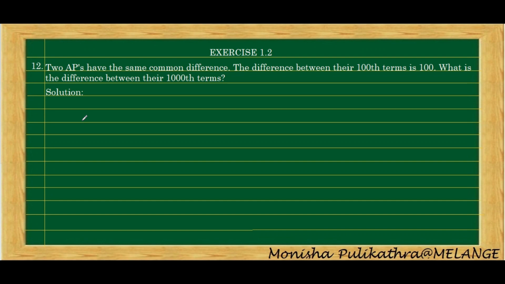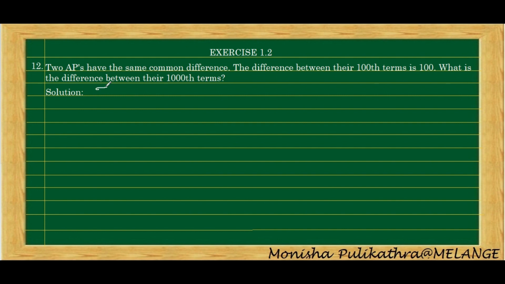So this is the 12th question of exercise 1.2. The 12th question says there are two APs which have the same common difference and the difference between their 100th term is 100. So we need to find out what the value is if the 1000th term has been subtracted. Okay, the 100th term has been subtracted and the value is 100. So we need to find out what will be the value when the 1000th term is subtracted.